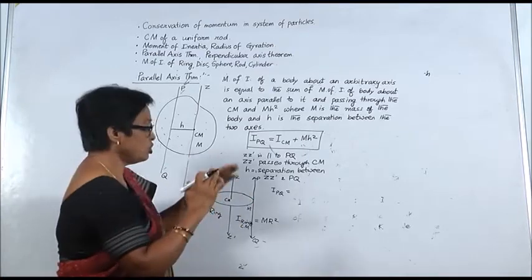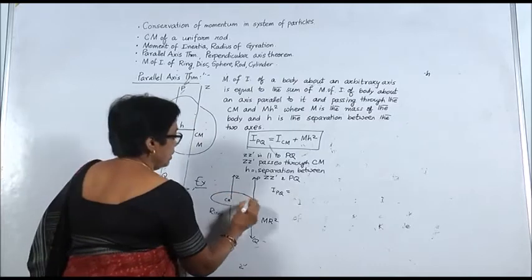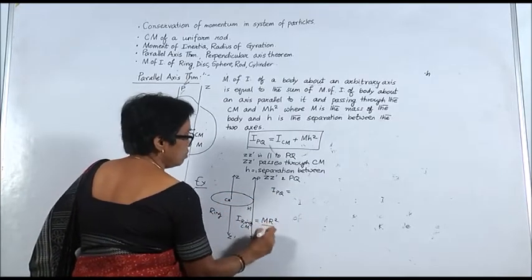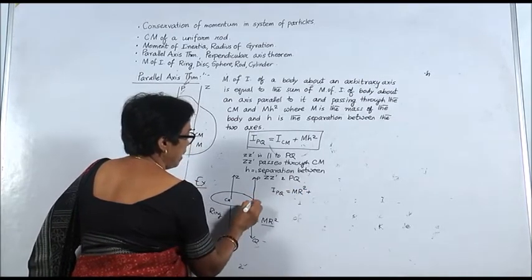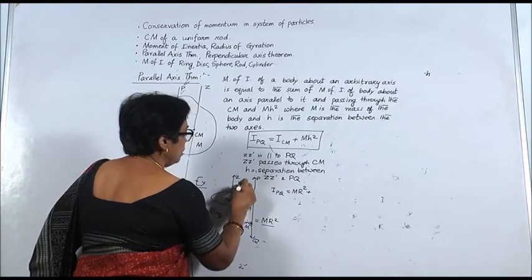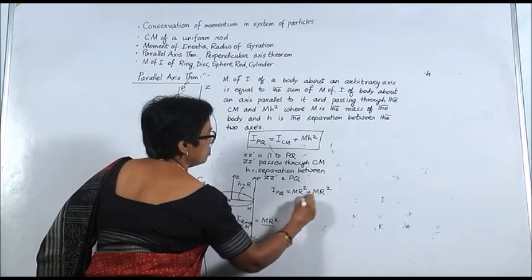So, it is equal to moment of inertia about the center of mass. Now, moment of inertia about the center of mass is m r square. So, m r square plus the mass of the body into separation square. Here my h value is equal to r. So, this plus m r square. So, this gives you 2 m r square.